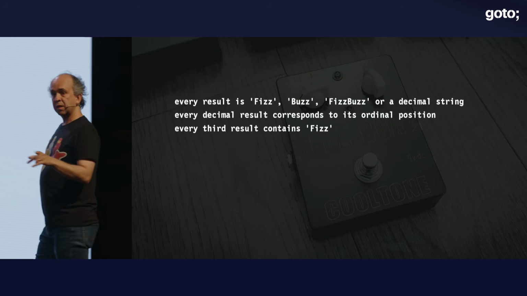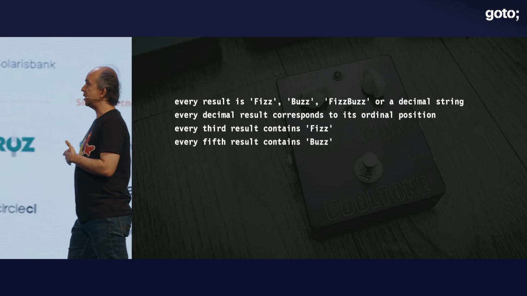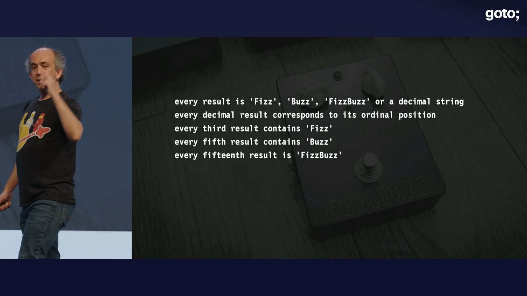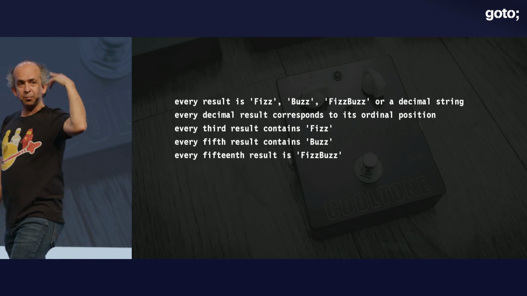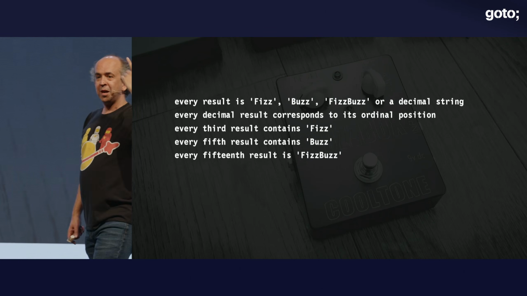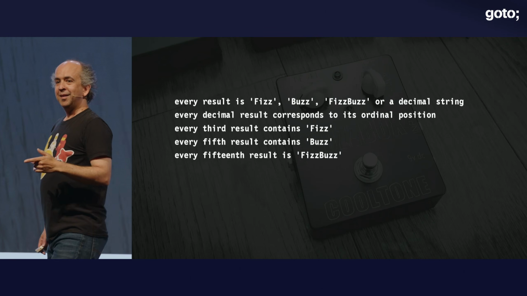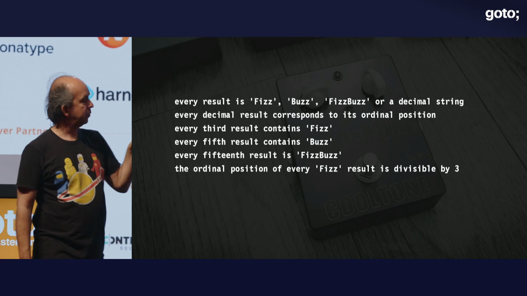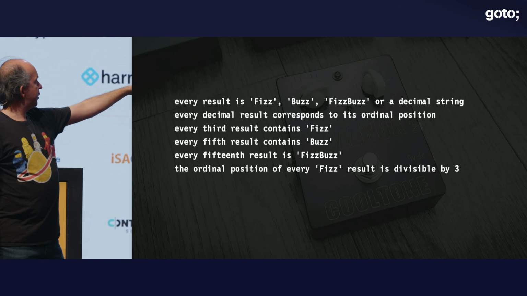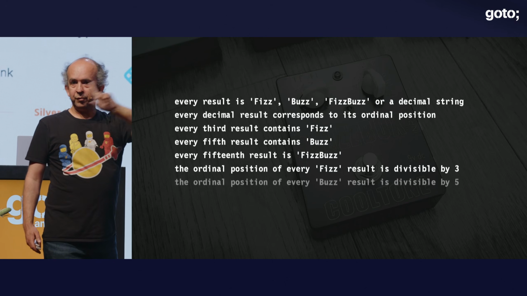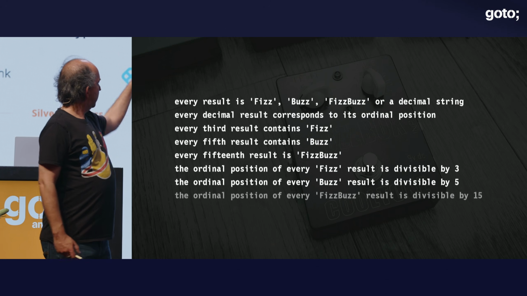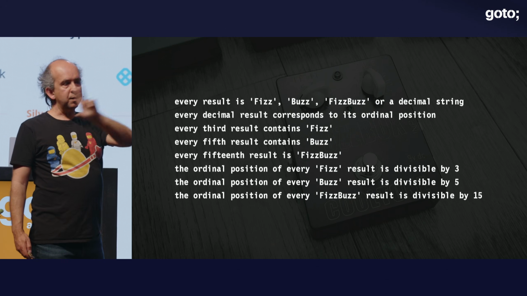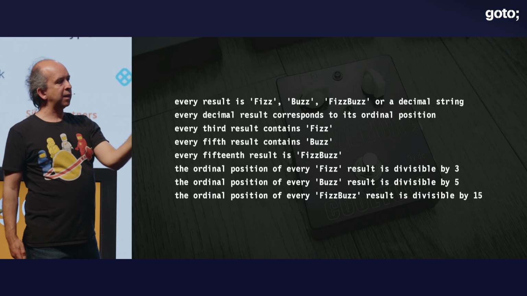Every third result contains fizz. Every 5th result contains buzz. Every 15th result is FizzBuzz. A lot of people stop here. This is one of the reasons that property-based testing can be challenging, because it's not how humans think. This is not enough. You need this one as well. The ordinal position of every fizz result is divisible by 3. You need the reverse. Buzz divisible by 5, FizzBuzz divisible by 15. This now constrains exactly what we have.